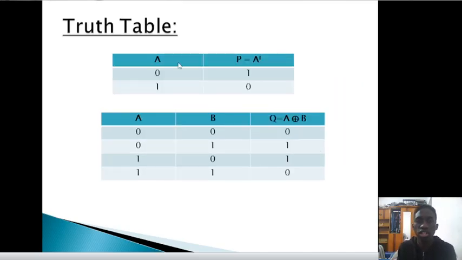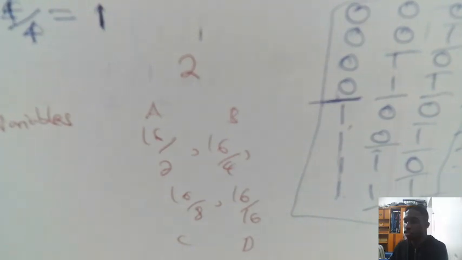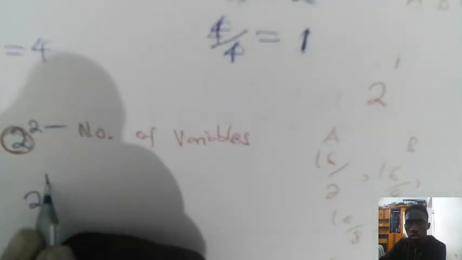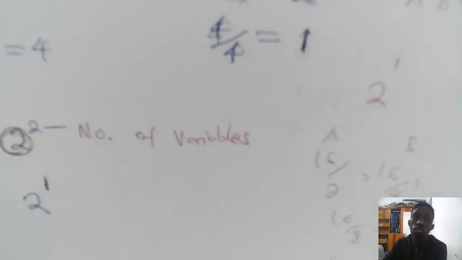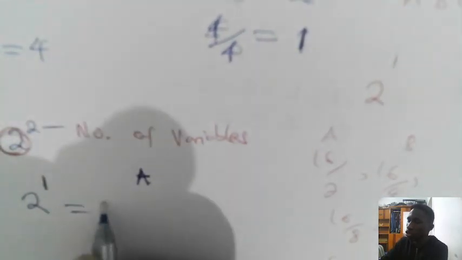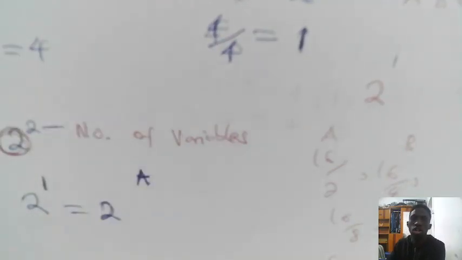So let's proceed. This is a very short truth table because it's a truth table for complements. For complements, we only have one variable here, A. According to the formula we've established, the number of combinations is equal to 2 to the power of the number of variables. In this case, I have just one variable, A, so 2 to the power 1 is equal to 2. So only 2 possible combinations.